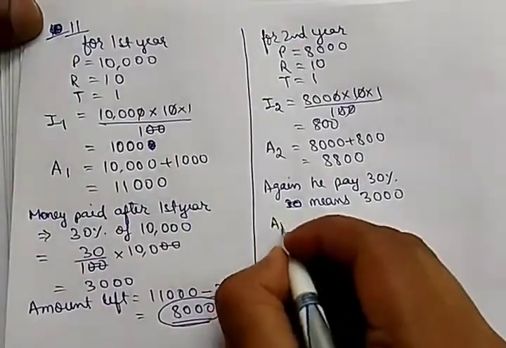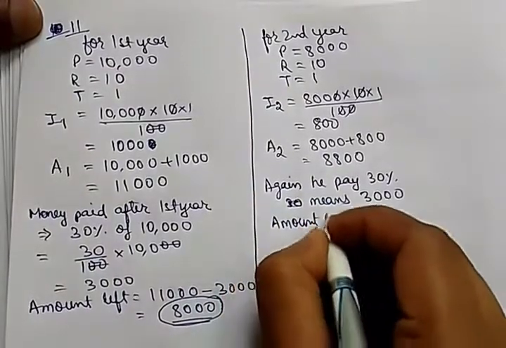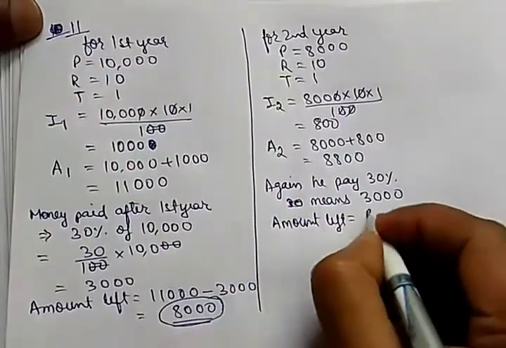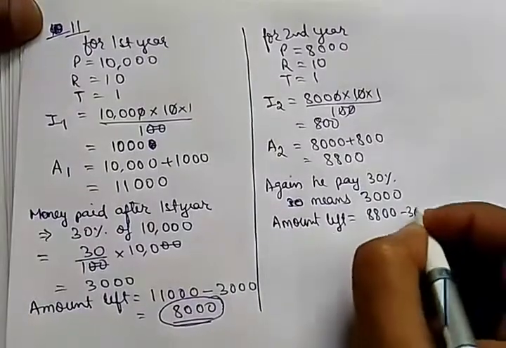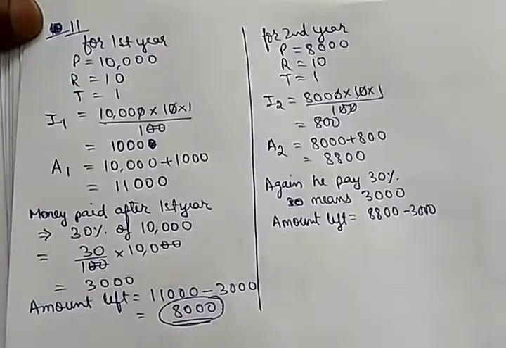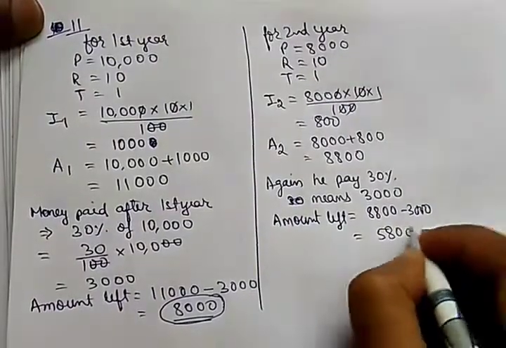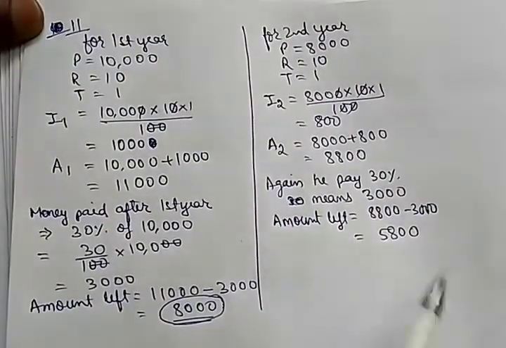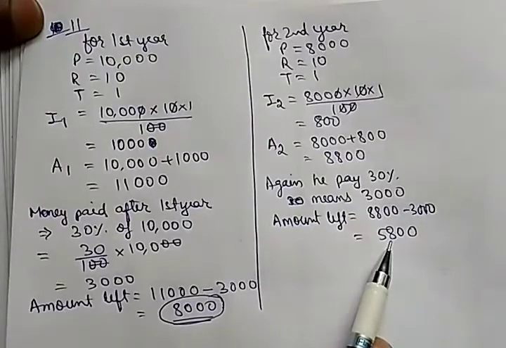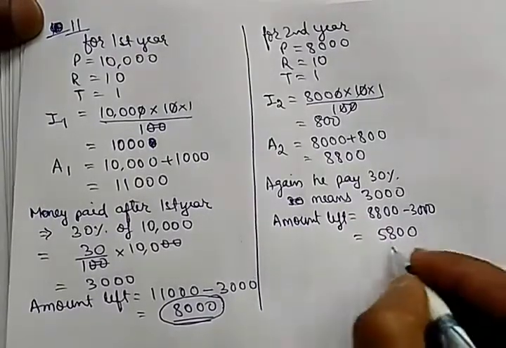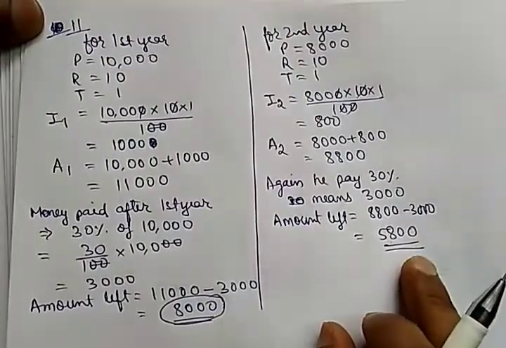So amount left is equal to 8,800 minus 3,000. So this is coming 5,800. So this is the amount that is left to be paid. So at the end of the second year, this is the amount that is to be paid. So this will be the answer.